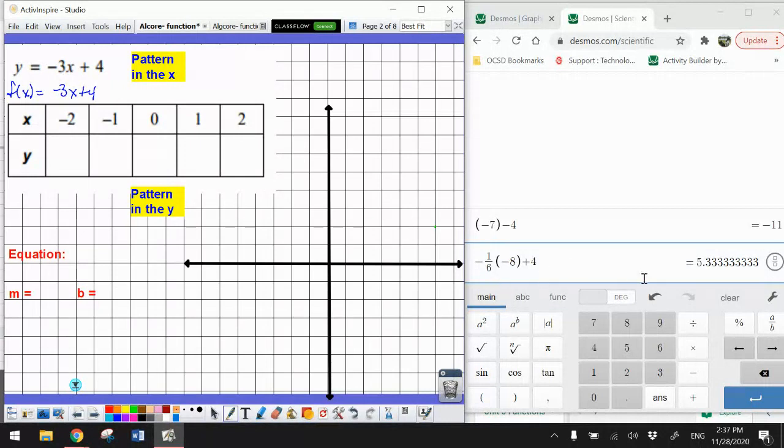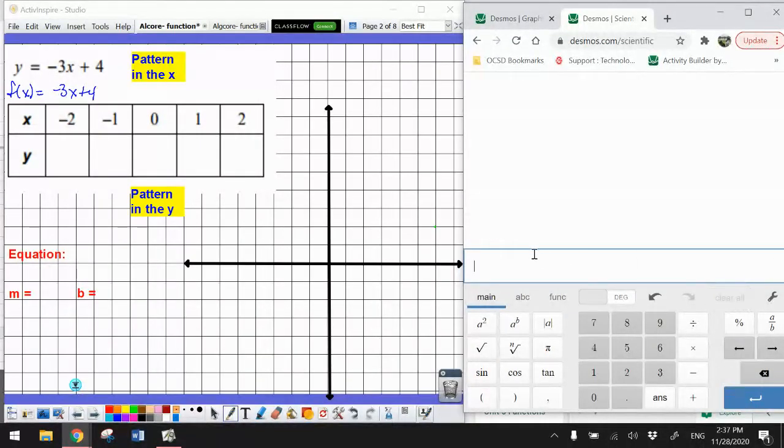So remember, we're substituting in for our x. So I'm going to start with negative 3. And in my parenthesis, the first number I'm going to put in is negative 2. And I am adding 4. So my first answer is a 10. And I'm going to change that negative 2 to a negative 1. And it gives me a 7. And if I change the negative 1 to a 0, it gives me a 4.